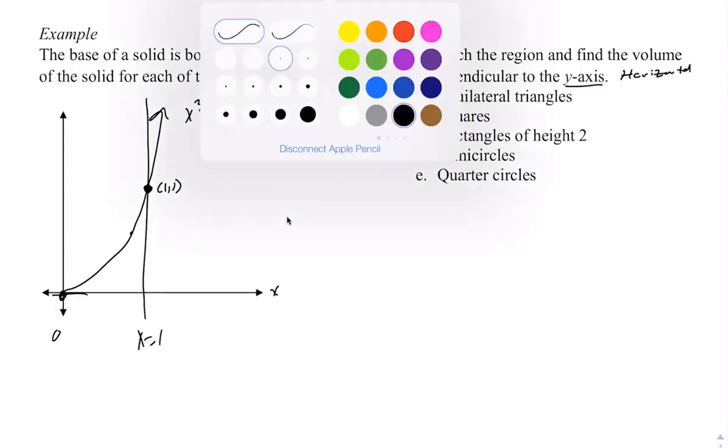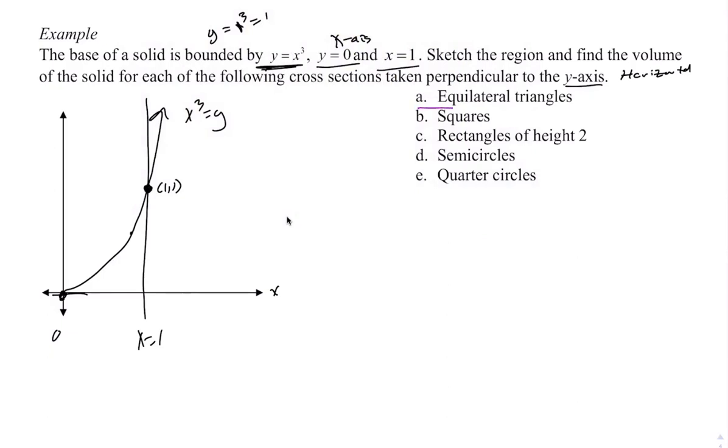Let's do equilateral triangles. First key to this is know our formula. For an equilateral triangle, it's radical 3 over 4 s squared. Next key is to draw it correctly, so you can picture what's going on. We're drawing it like this, right? So we're going horizontal, perpendicular to the y-axis. Perpendicular means it makes a right angle with the axis. You're going parallel to the x-axis. So those are our pictures.